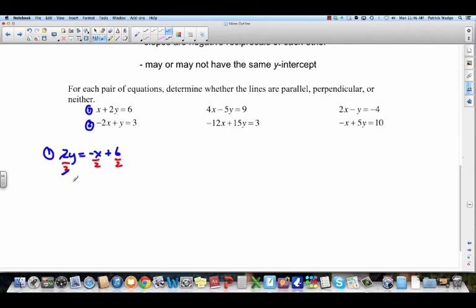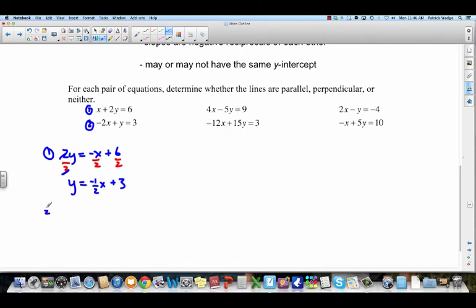We get y equals negative x over 2, or another probably simpler way of writing that is negative, what number's right up there? 1 over 2. X plus 3. Y-intercept is 3, slope is negative 1/2.